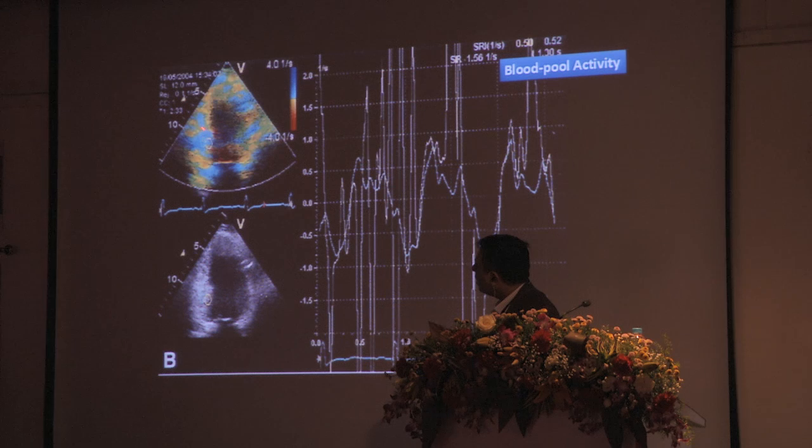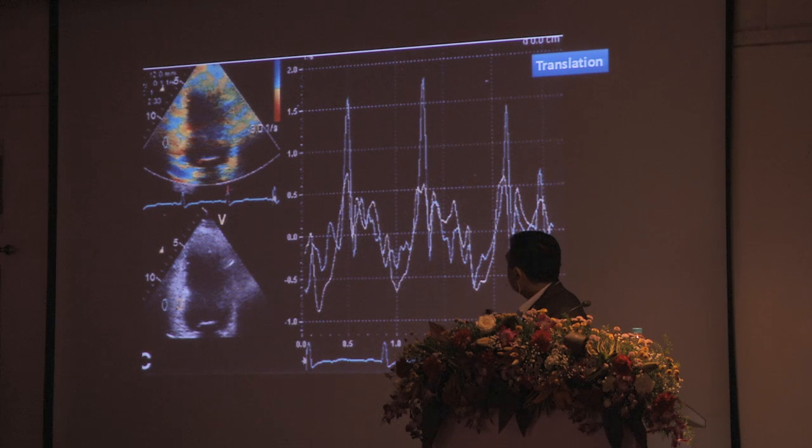If your marker that you are placing goes into the blood pool, you will have a lot of noise. Okay. So when you are doing strain and strain rate imaging, it is important for us to know where that marker is at all times, so that you will get a clean graph and not something with a lot of this noise.